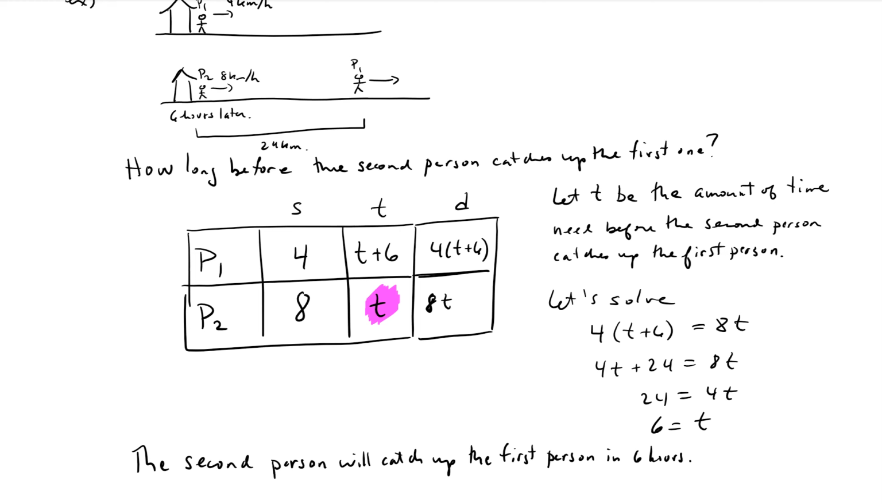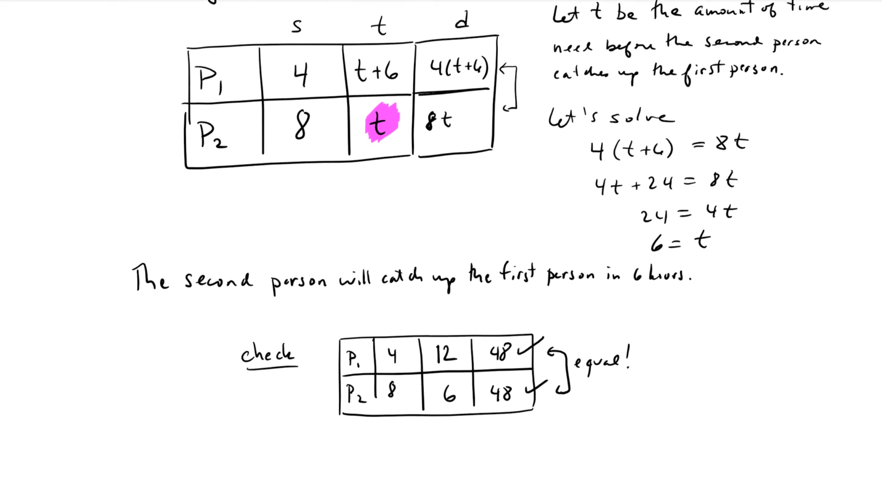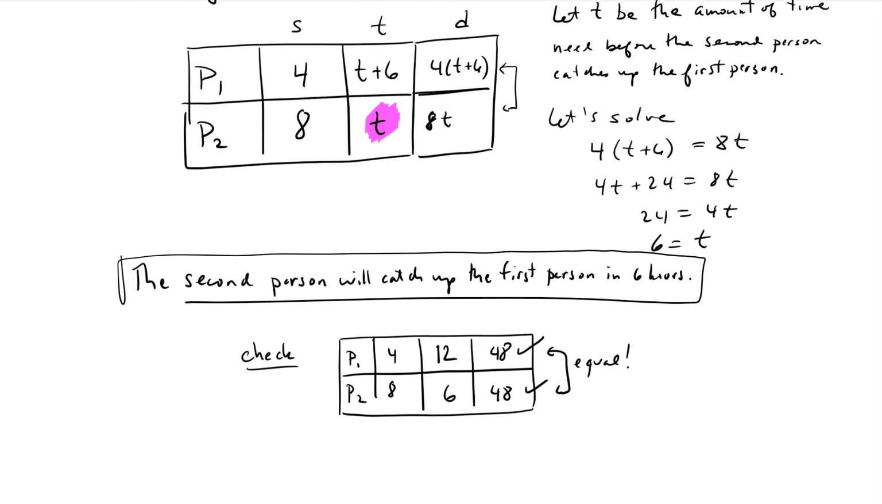So if person 2 walks for t hours, the person 1 will walk for t plus 6 hours. And we get the distance by multiplying t by s each time. And what we want is we want these two to be equal. So I need to make them equal in order to recover the value of t. As I do this, I get t equals 6. And this is my answer. The second person will catch up the first person in 6 hours.